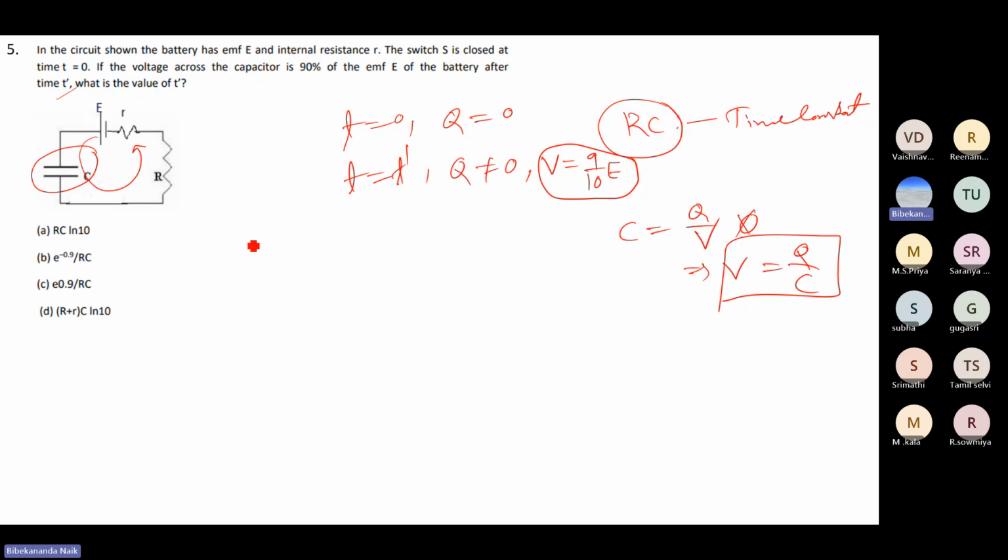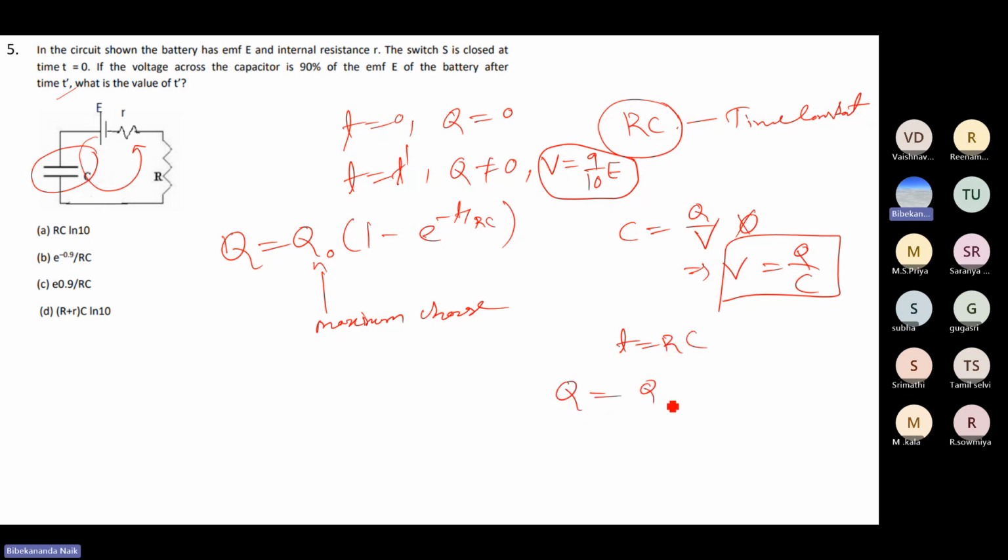So what happens in case of capacitor when it charges, the relation is given by Q is equal to Q0 into 1 minus e to the power minus t by RC, where Q0 is the maximum charge that can be stored in the capacitor. So this is the maximum charge. So if you put here t equal to RC, then Q will be how much? Q will be Q0 into 1 minus 1 by e.